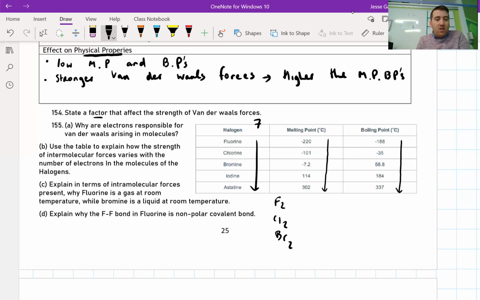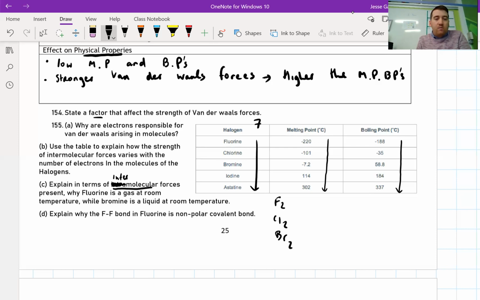Explain in terms of intermolecular forces present why fluorine is a gas at room temperature, while bromine is a liquid at room temperature. Again, pause the video. Discuss why those boiling points are different.